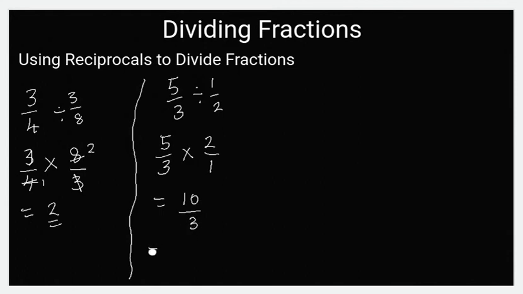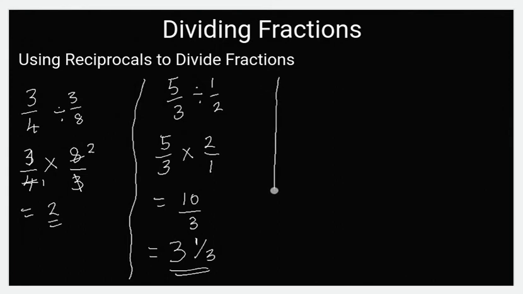And then you change this to a mixed number. How many sets of 3 can you find in 10? 3. 3 times 3, 9. 10 minus 9, you subtract that 9 from 10. You have 1 left. That'll be your new numerator, and your denominator stays the same.